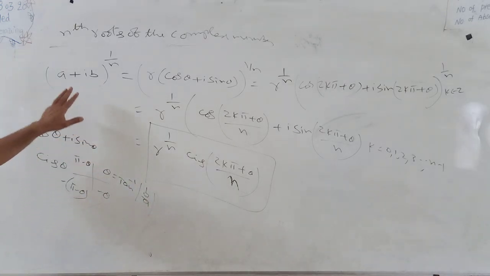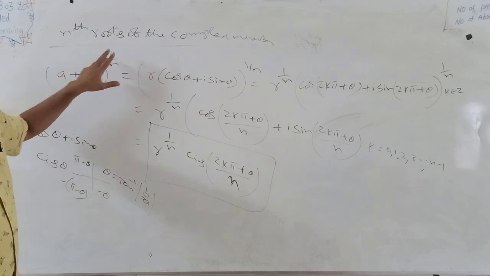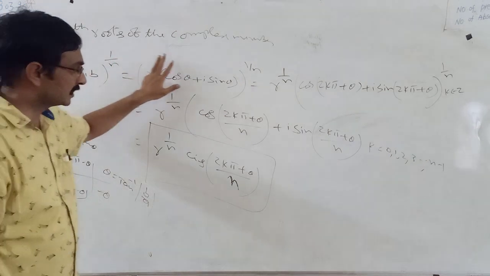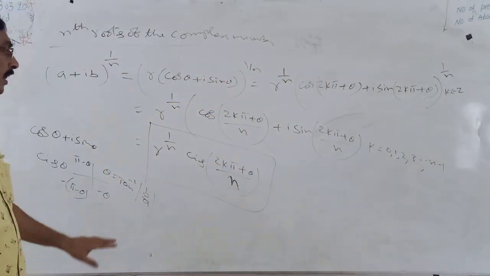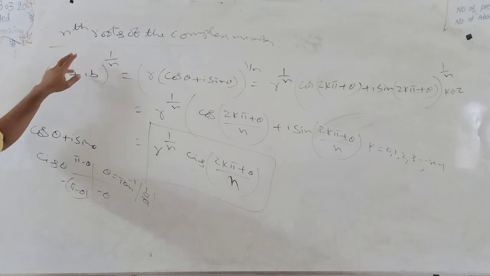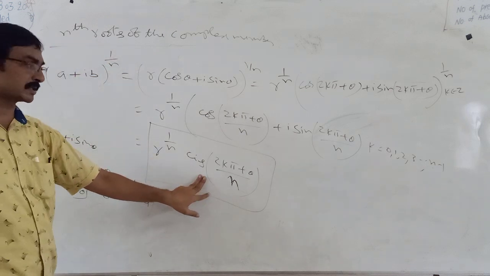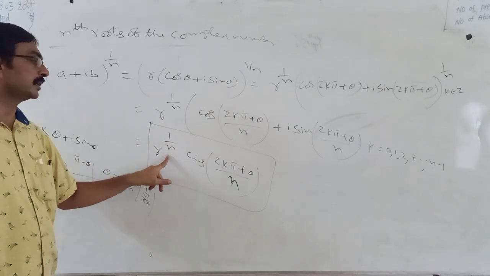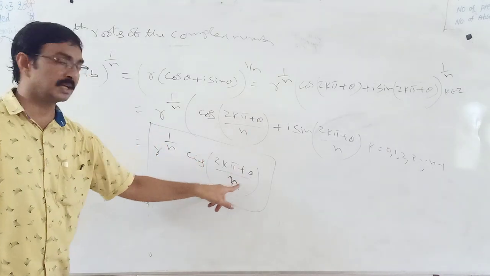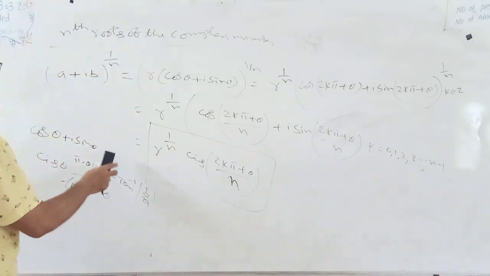So if a complex number is given and we are asked to find fourth roots or fifth roots of the complex number, we can directly apply the formula: r power 1 by n into cis of (2k pi plus theta) by n, where k equal to 0, 1, 2, 3, 4 and so on up to n minus 1.